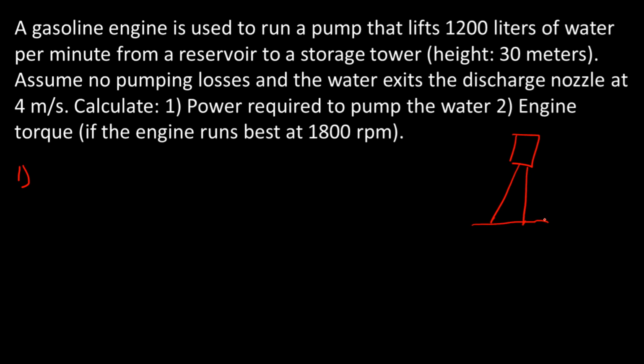Okay. And it looks like I got some type of a motor and a pump that is sucking up water from some type of a reservoir up to a pipe that exits into this storage tank, and it's 30 meters above water level. And the water comes flowing out of here at 4 meters per second. Okay, so the first thing, what are we trying to do?